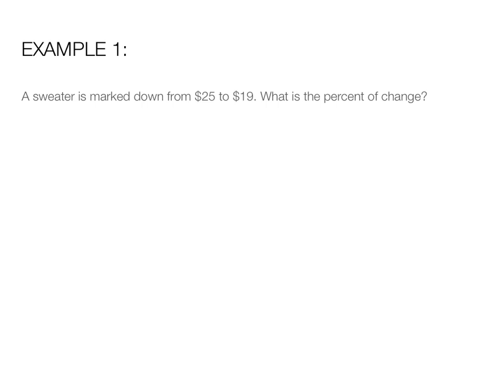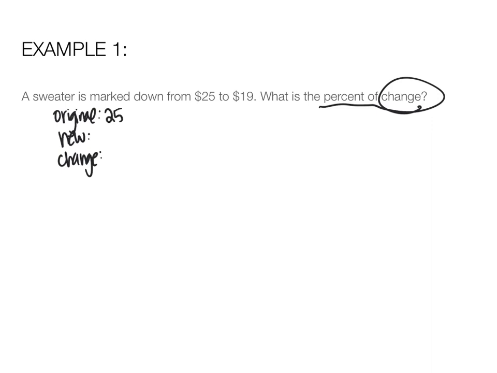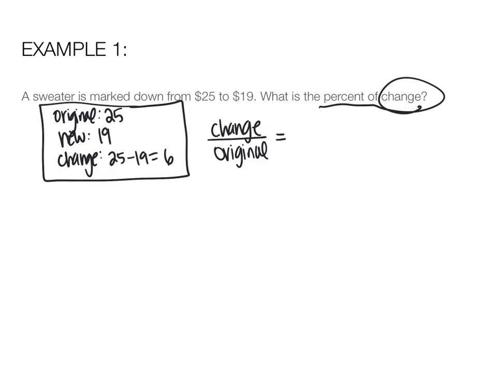A sweater is marked down from $25 to $19. What was the percent of change? I always like to circle the thing we're trying to find the percent of. The original price of the sweater was $25 and the new price was $19. This means that it changed by $6. If we're calculating the percent change, we write the ratio of change compared to the original. It changed by 6 out of originally 25. Out of 100, that's a 24% change.